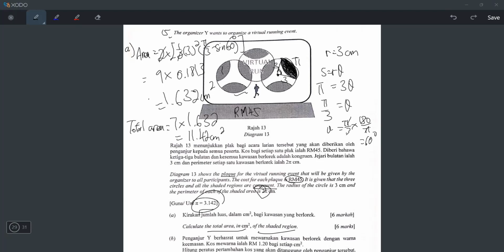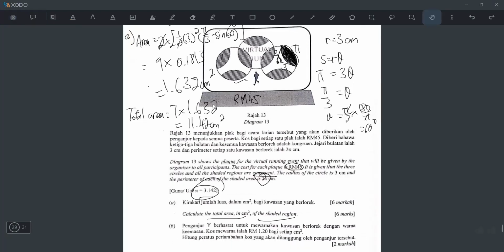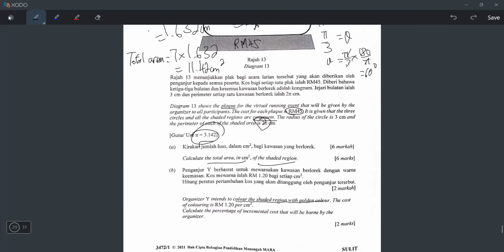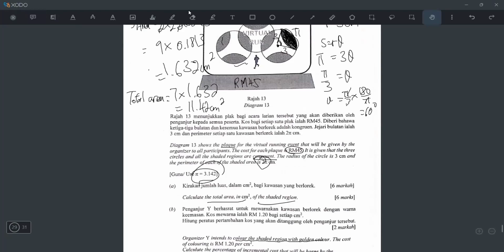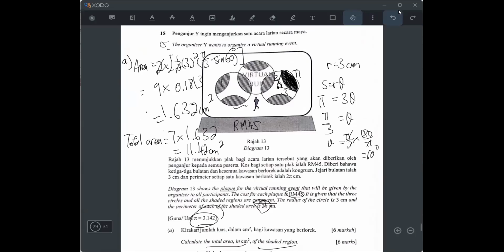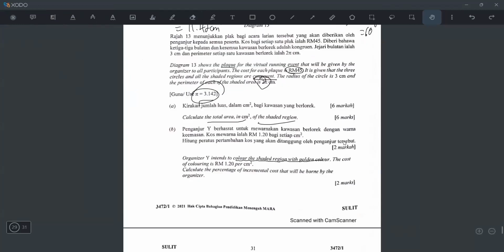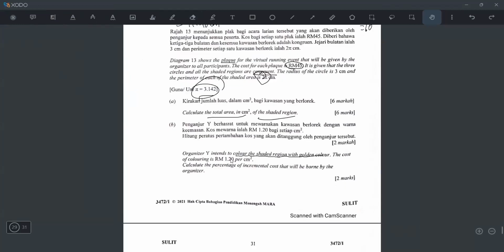All right. Now let's look at B. Okay, this is the final question already, right? Okay, finally. Okay, let's go. B. Organizer Y intends to color the shaded region with golden color. Oh, so all the shaded region want to paint with gold color. Right. So gold color, gold color, gold color. And then they say the cost of coloring is 1 ringgit 20 cents per cm square.